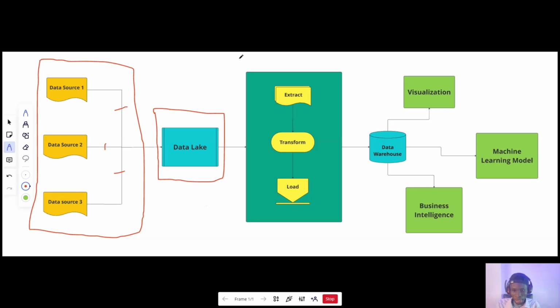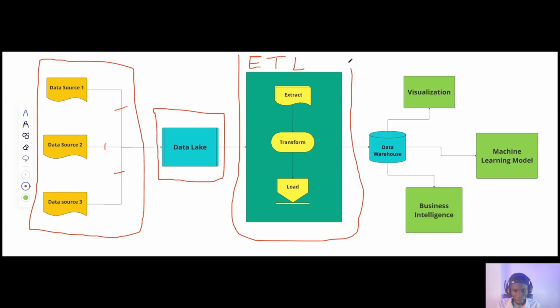So we create another pipeline, which is the ETL: the extraction, transformation, and loading. So this pipeline here represents our ETL process, the extraction, transformation, and loading process. So we extract data from our data lake. Then after that, we transform our data.